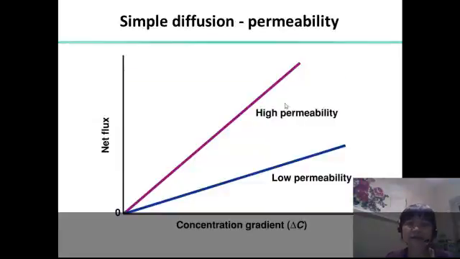And the next thing is permeability. So what do we mean by permeability? That is dependent on the individual molecule, how easily they can cross the membrane. So with lower permeability and a certain concentration gradient, the movement speed is low, and if it is a higher permeability, then with the same concentration gradient, the speed of movement is much higher.